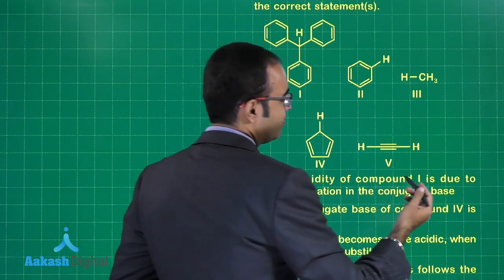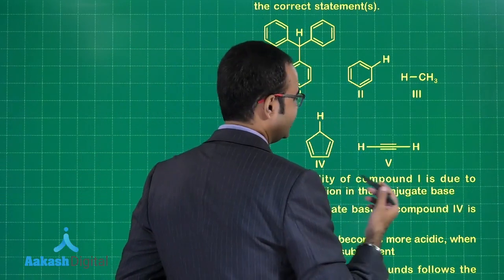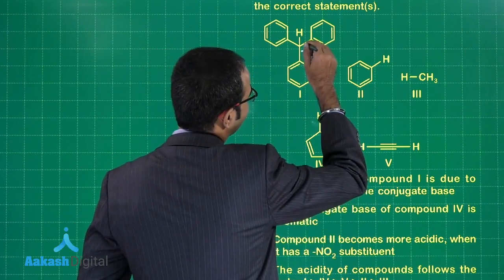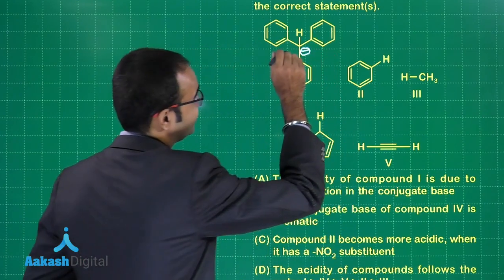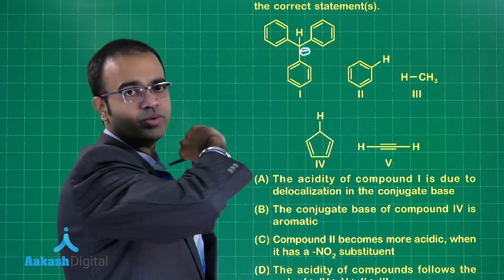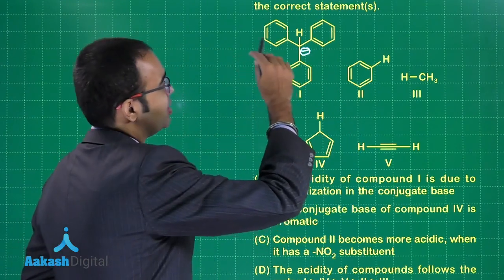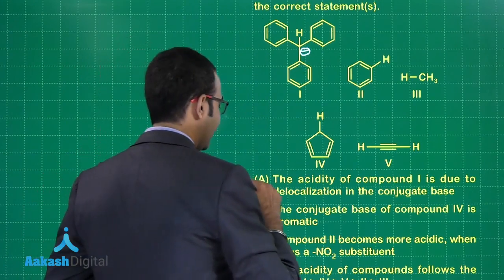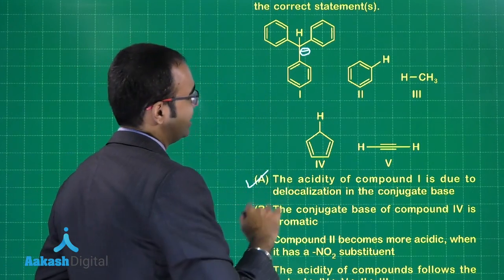The acidity of compound 1 is due to the delocalization in the conjugate base. So if I remove that H plus, what will I get? I'll get a minus charge over here, and that negative charge, the carbanion formed over there, will be conjugated with all the 3 benzene rings, right? So option A is correct. Yes, so that is done.